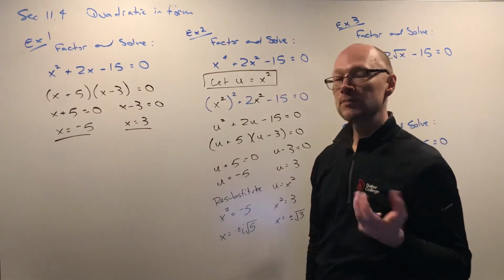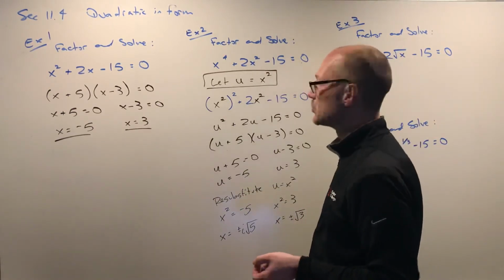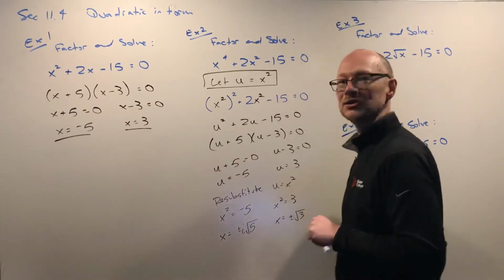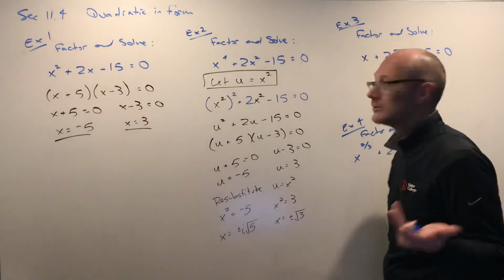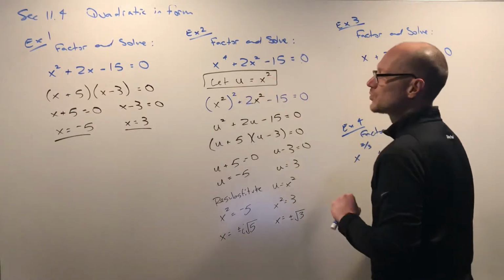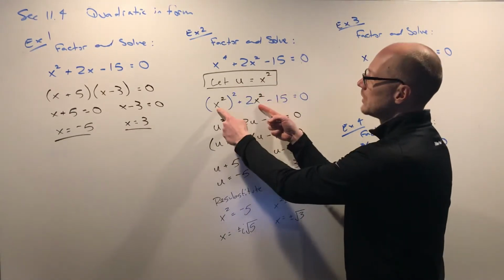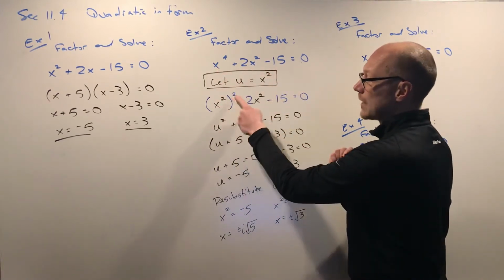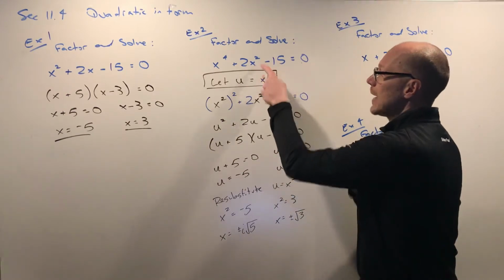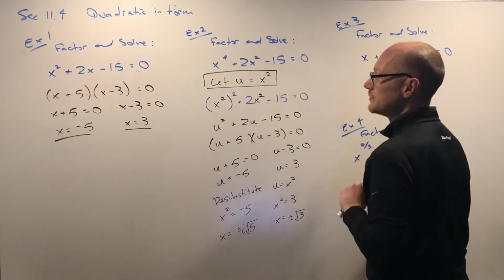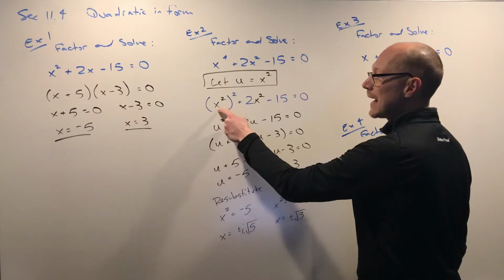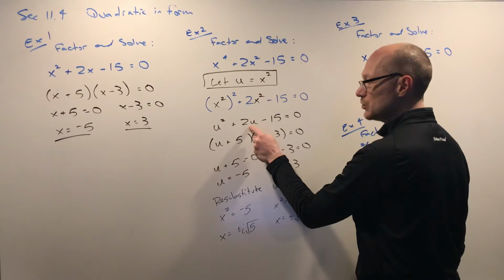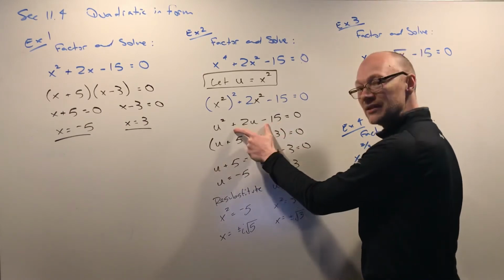So what we're going to do is use this thing called a u substitution. I think math people say u substitution because you get to do the substituting. I don't know. But anyway, we're going to let u equal x squared. So this x to the fourth, which is x squared squared, and this 2x squared stays the same, minus 15. We can replace the x squared with a u. So really we're factoring u squared plus 2u minus 15. This doesn't look nearly as ugly.